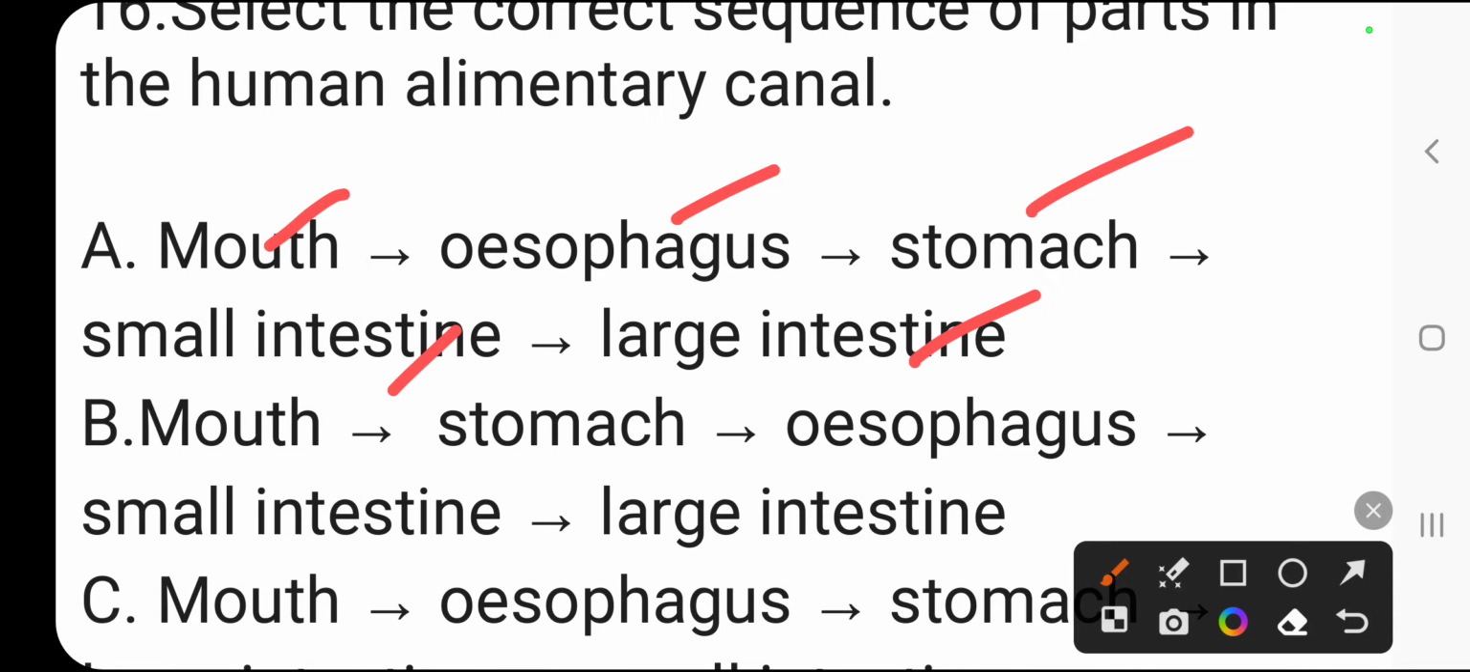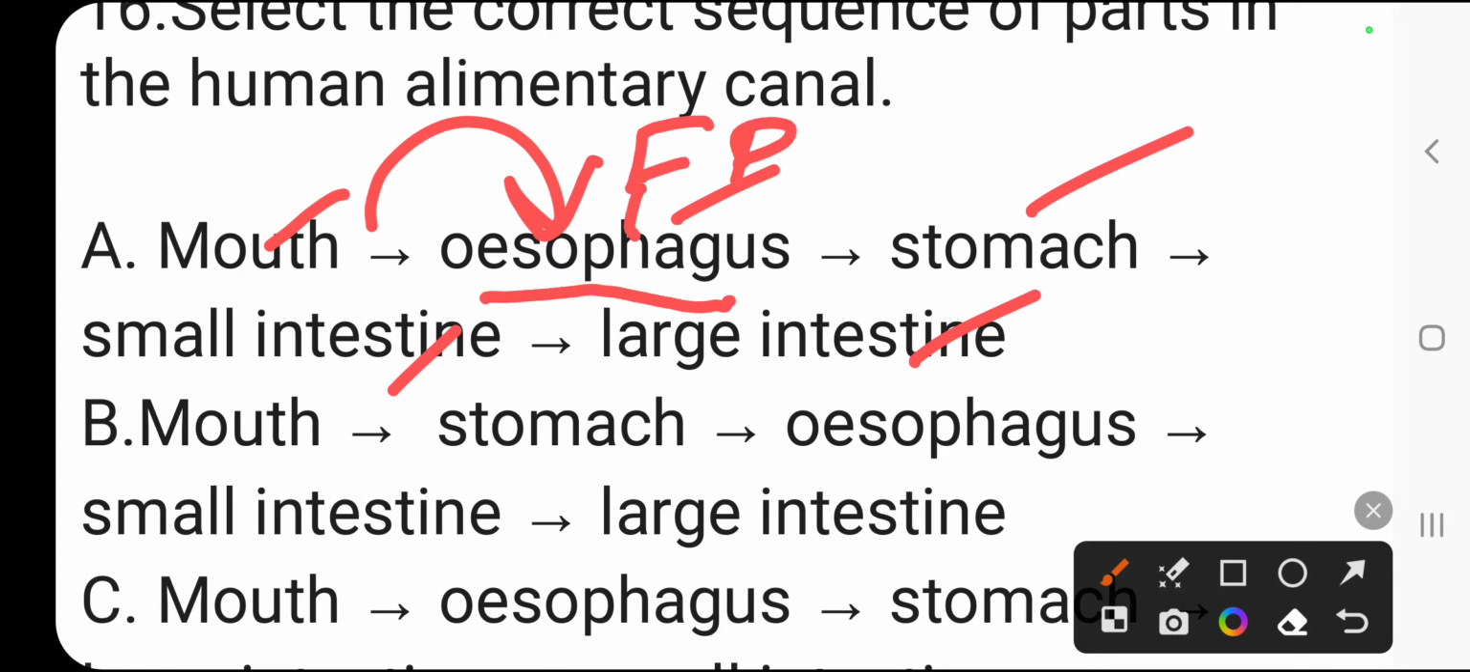The food from the mouth goes into the buccal cavity, then to the esophagus. Esophagus is also known as the food pipe, and this is the organ where there is no digestion of food. It only carries the food from the buccal cavity to the stomach. Then small intestine and then large intestine. 90% of the digestion happens in the small intestine.